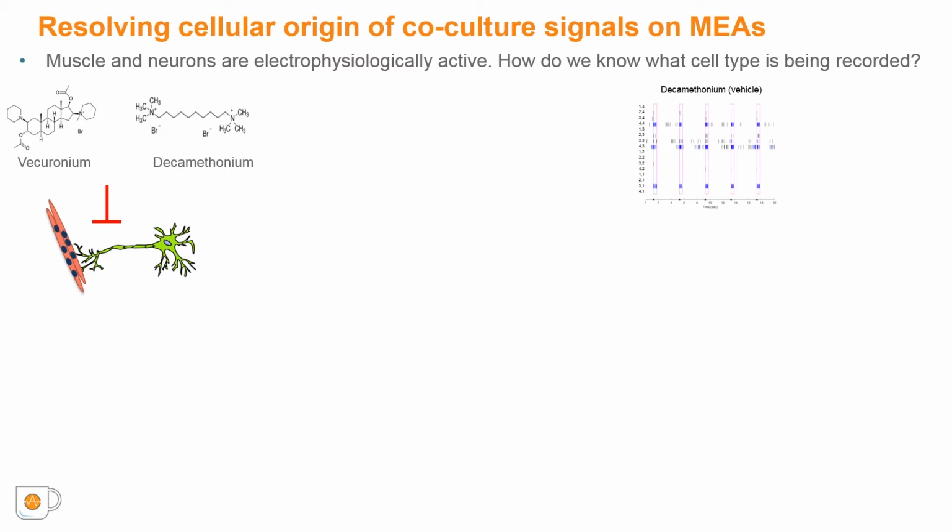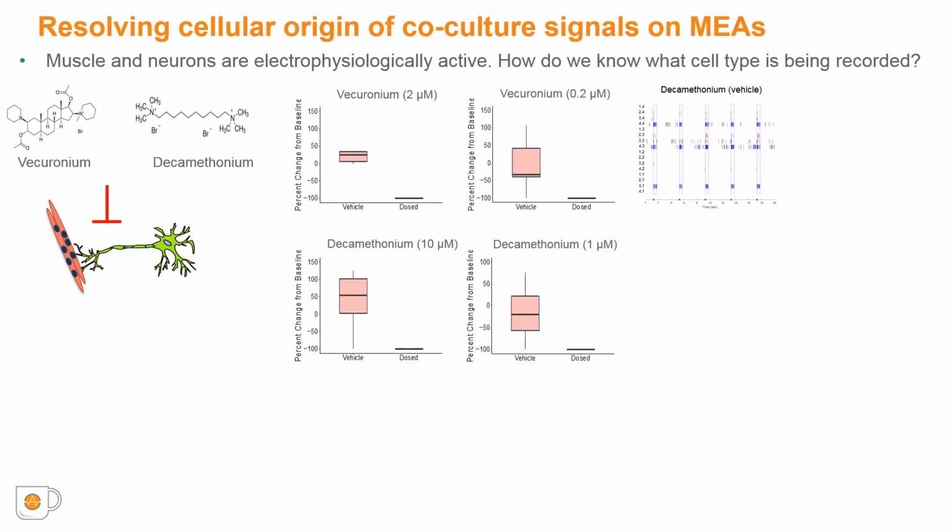In these preliminary data, both vecuronium and decamethonium completely abolished evoked activity, suggesting that recorded activity is mediated by neuromuscular transmission. The variance in the vehicle treatment may be explained by electrodes with very low evoked spike counts, which were not excluded from this analysis.